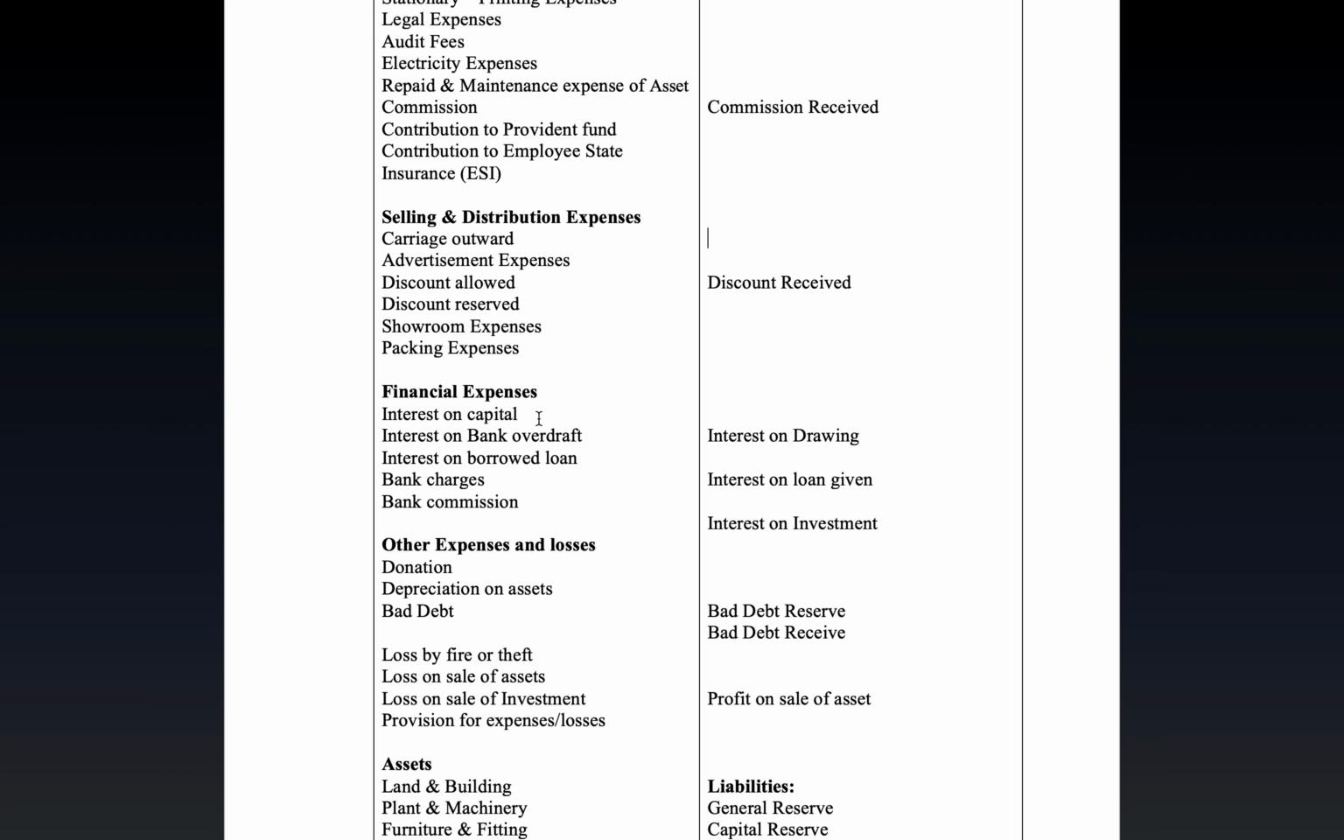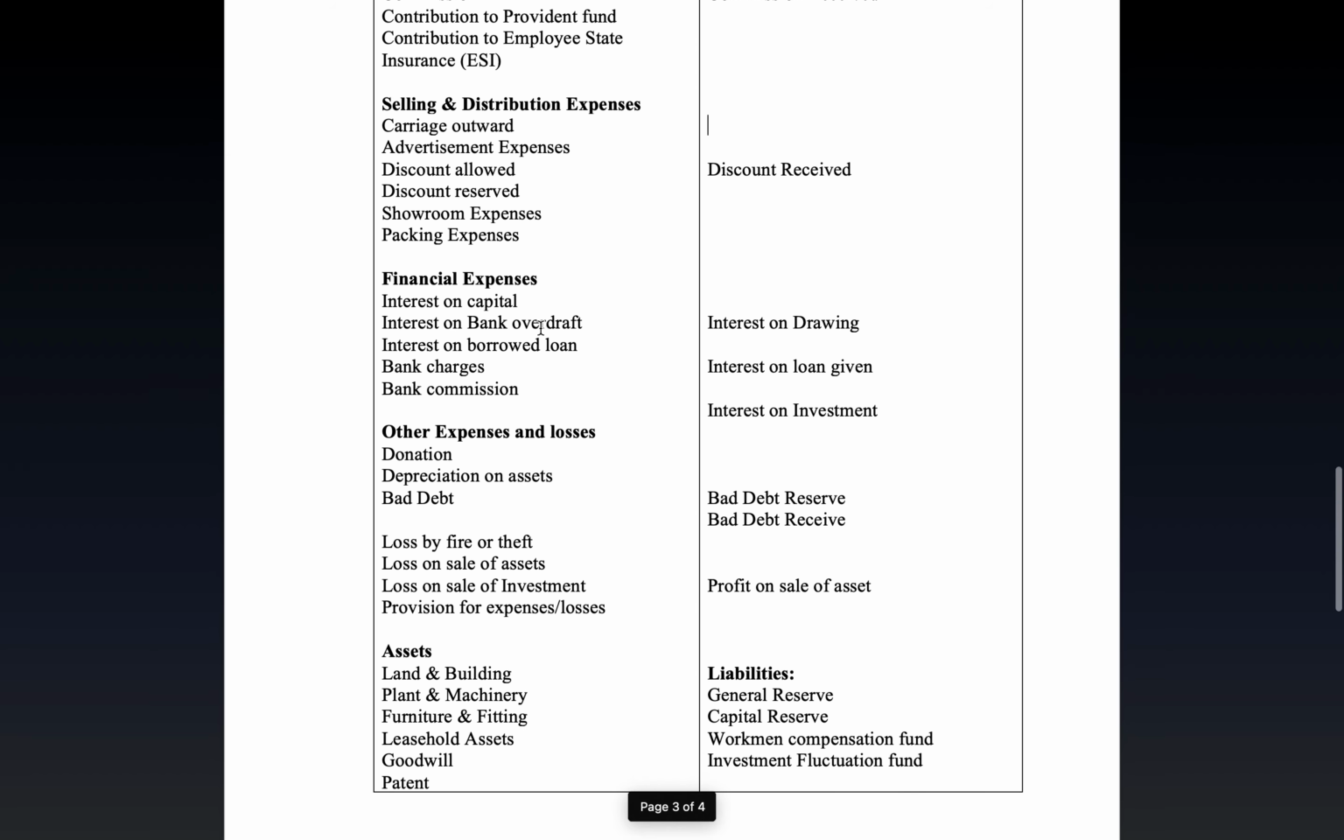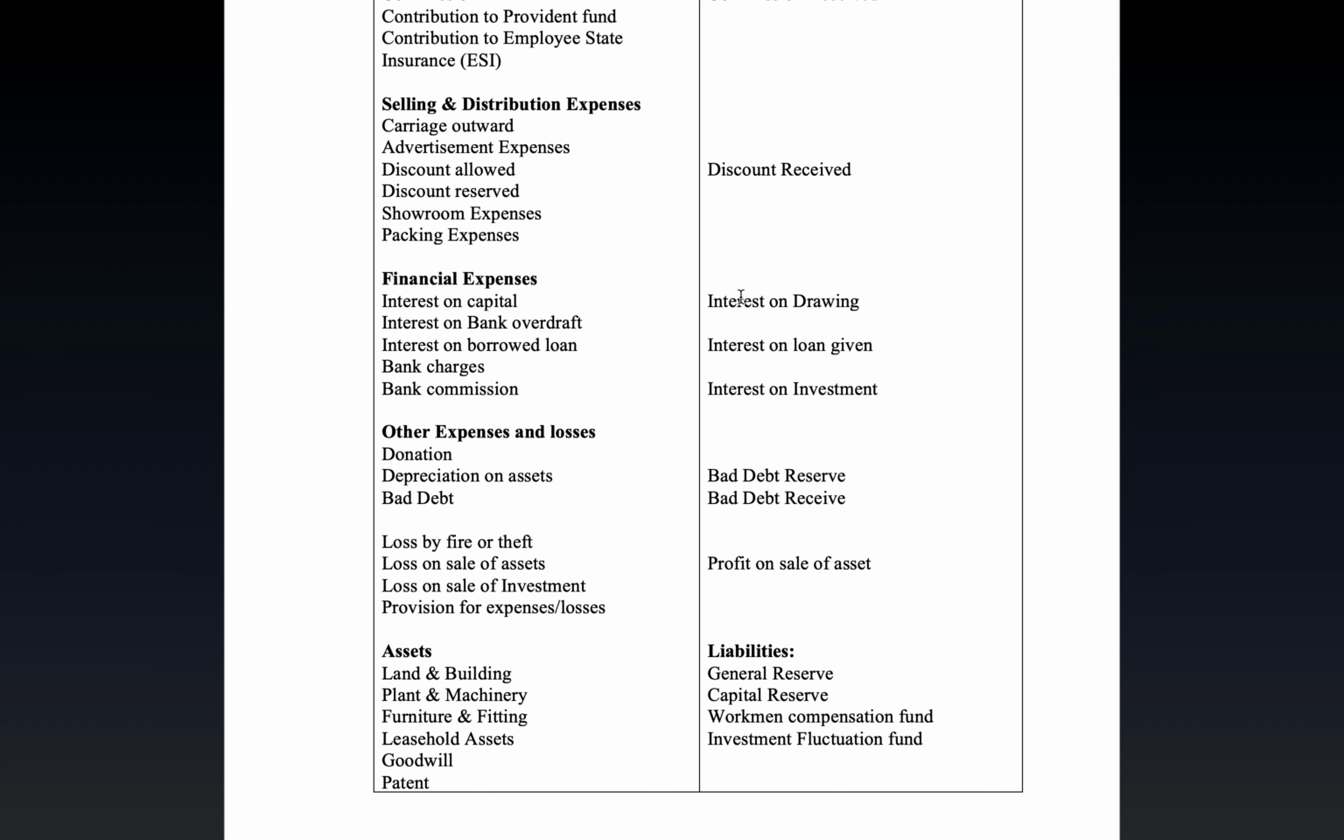side. Moving to the next heading, that is financial expenses, where you can see interest on capital, interest on bank overdraft, interest on borrowed loan, bank charges, bank commission. These all are the financial related expenses will remain on the trial balance debit side. These are some of the incomes, that is interest on drawing, interest on loan given.